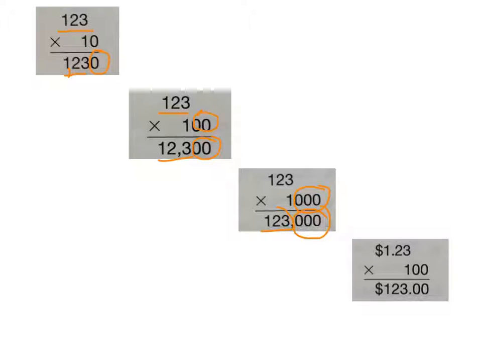Now, money is just a teeny bit different, but not much. If I just bring down my two zeros, write down my number, and move my decimal point in two places, because it's in two places on this one, I have $123 when I multiply $1.23 times 100.